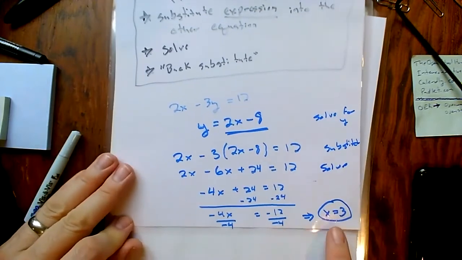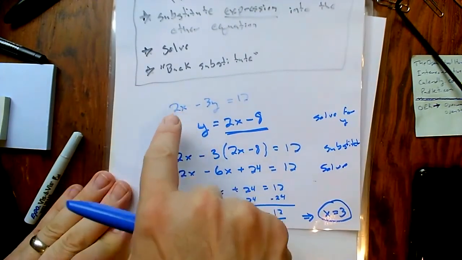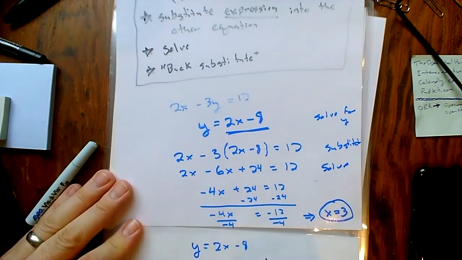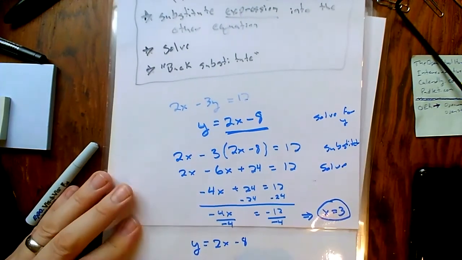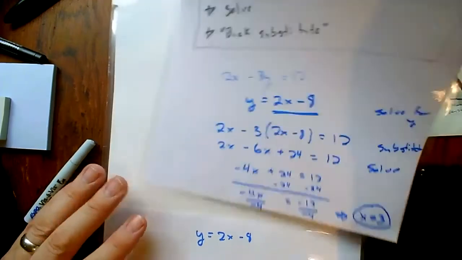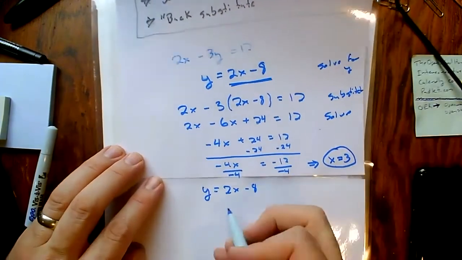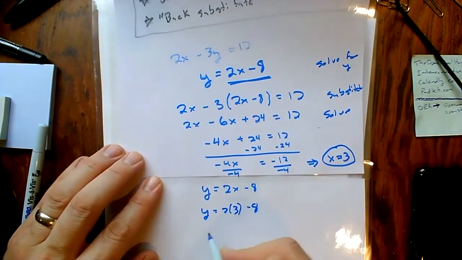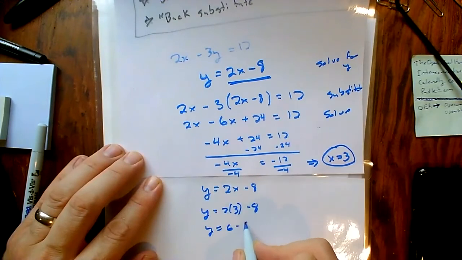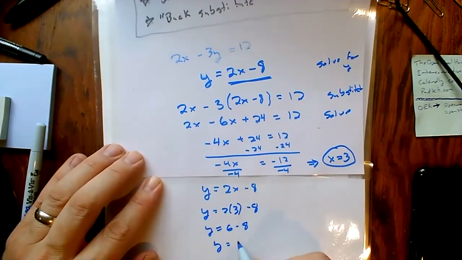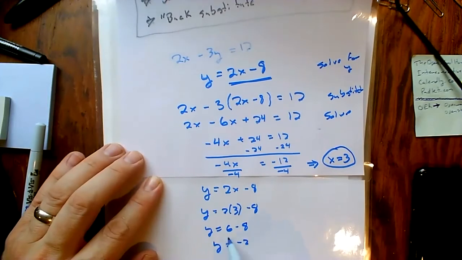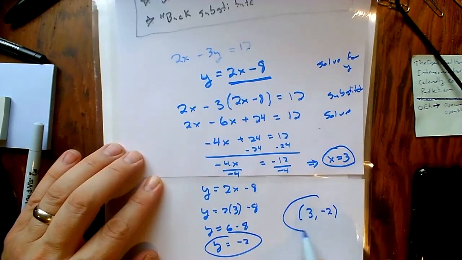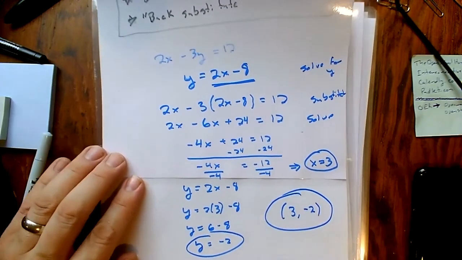We're going to take this answer and plug it into one of our original equations. And since I've got y is equal to 2x minus 8, this is already a nice setup to find our y. I'm just going to plug this x equals 3 into here. So I've got y is equal to 2 times 3 minus 8, or that's going to be y is equal to 6 minus 8, or y is equal to negative 2. So my solution here is (3, negative 2). That's the solution to my system.